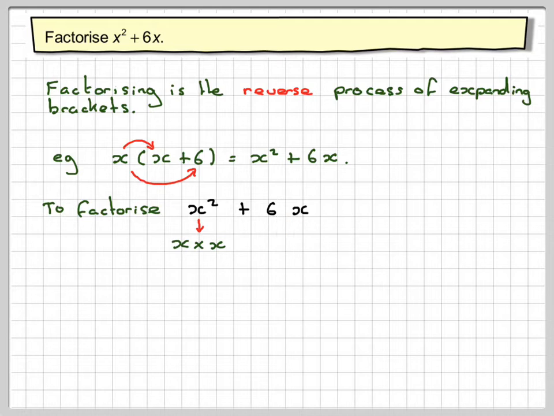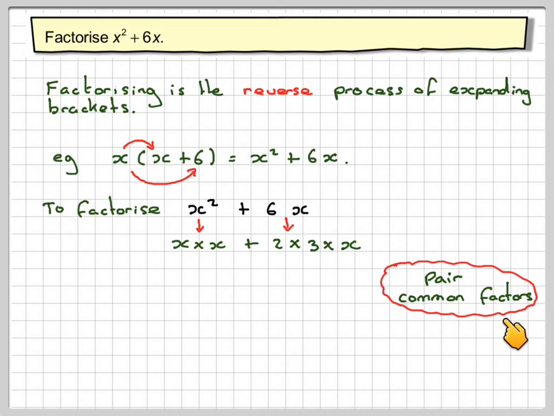6 we will write in its prime factors as 2 times 3, and then 6x has an x as well. And then what we do is we pair the common factors. So what's common here and here? If we compare that x with that x, we write down x, introduce a bracket, and then what have we got left? We've got x plus 2 times 3, which is 6.